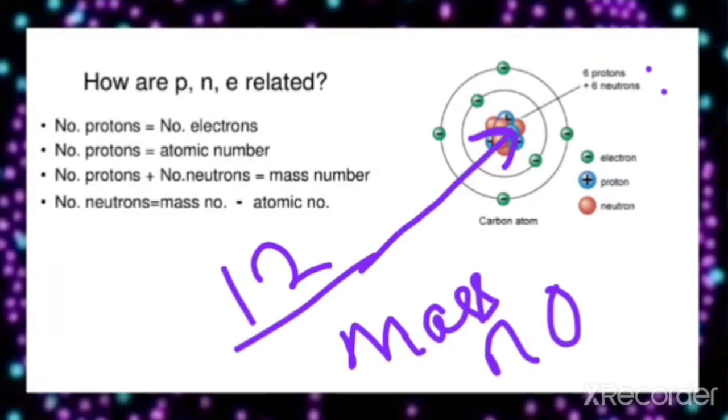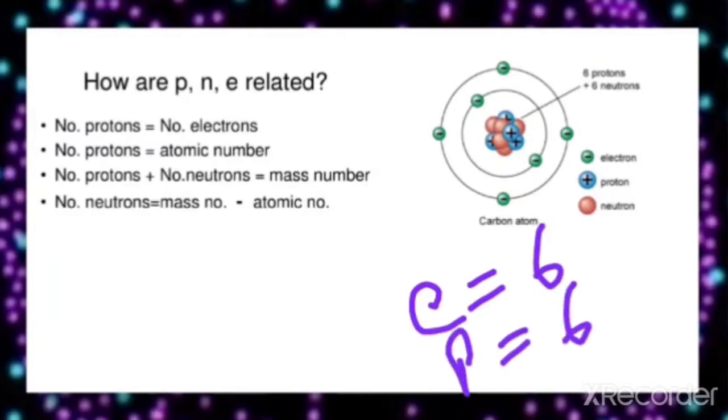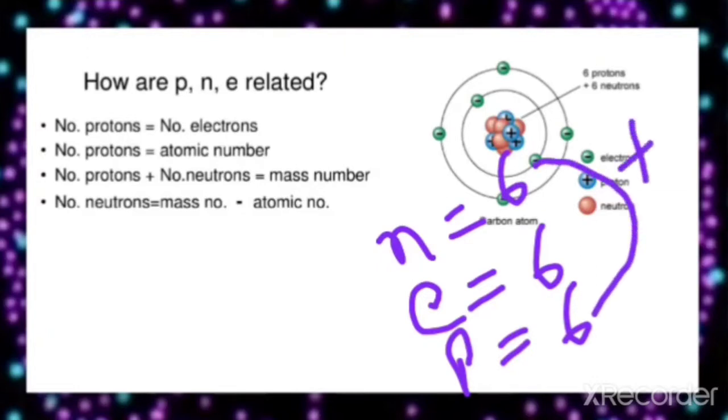So it is clear in this example. There are 6 electrons, 6 protons, and 6 neutrons. The mass number is the sum of these, so when you add them you get 12. So the mass number is 12, and what about the atomic number? The atomic number represents the number of protons.